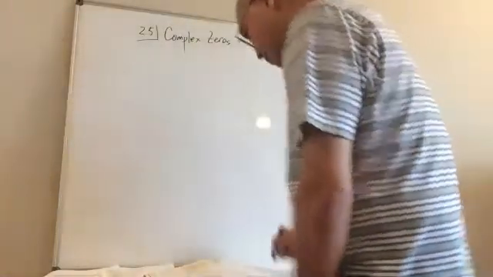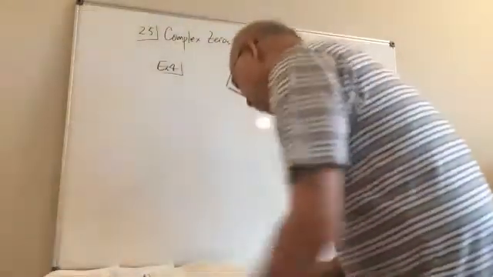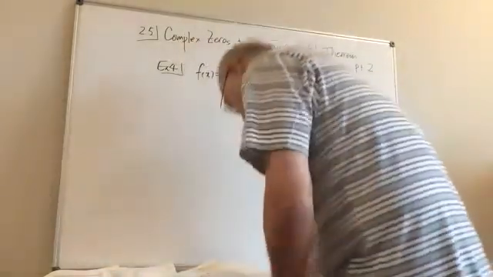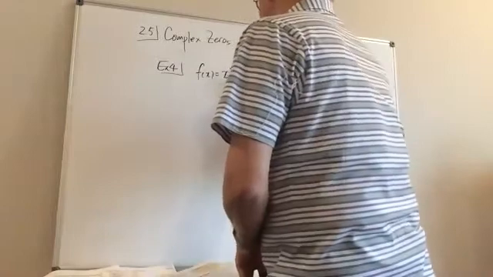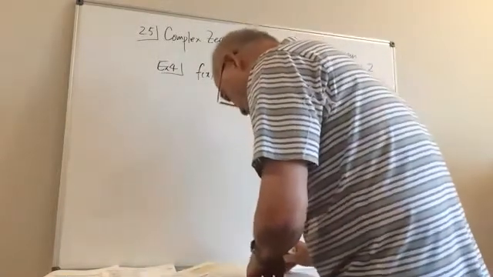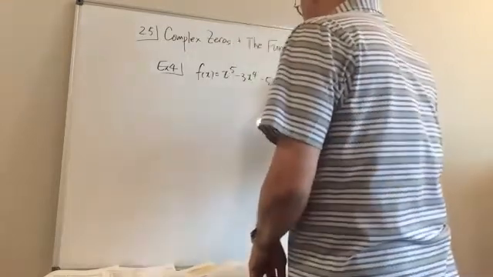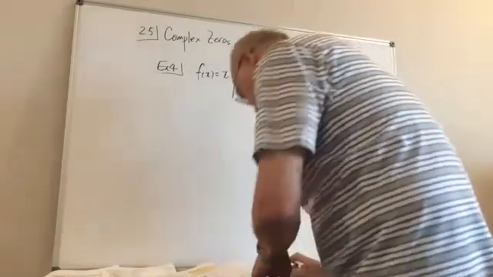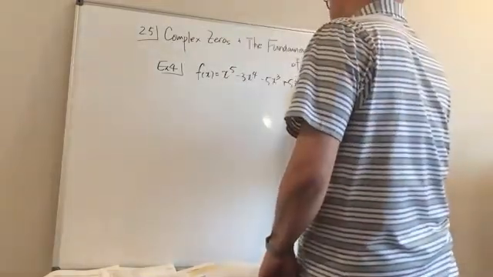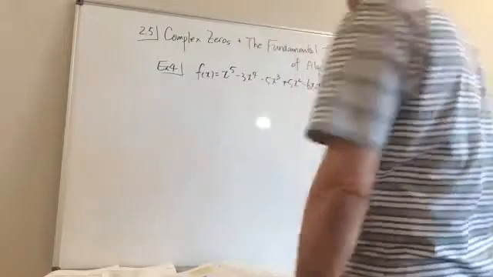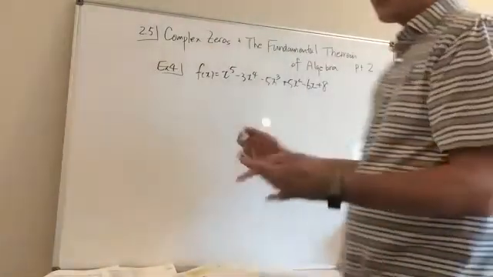Okay, let's move on to example number 4. Example number 4 says, find all zeros of x to the 5th minus 3x to the 4th minus 5x cubed plus 5x squared minus 6x plus 8 and linear factorization. Okay, so this came up during the test, right?